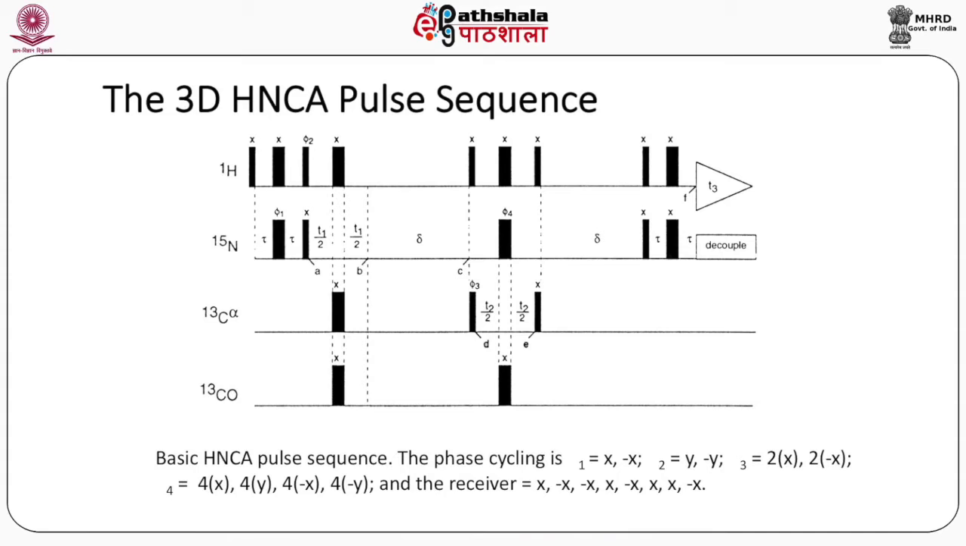We also have gradients, which have not been shown in this figure as it is kept simple for calculations. And there is this basic HNCA pulse sequence. The phase cycling is phi 1 is x, minus x; phi 2 is y, minus y; phi 3 is 2x, 2 minus x; phi 4 is 4x, 4y, 4 minus x and 4 minus y; and the receiver phase is kept as x, minus x, minus x, x, minus x, x, x, minus x.